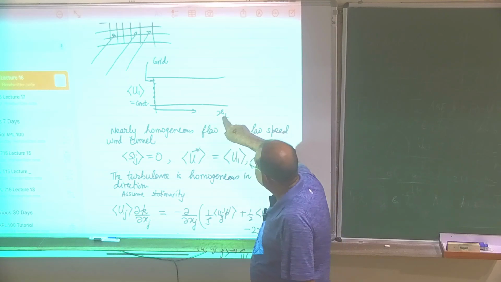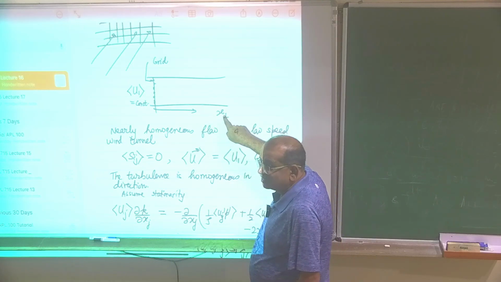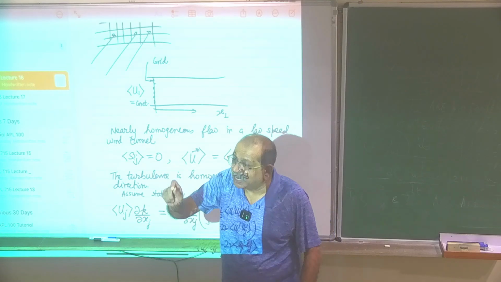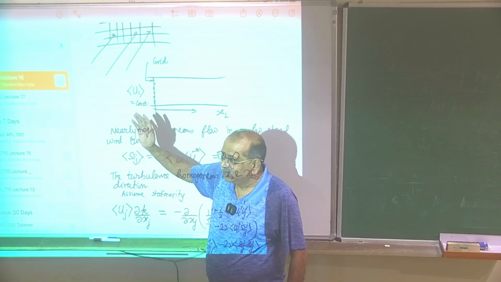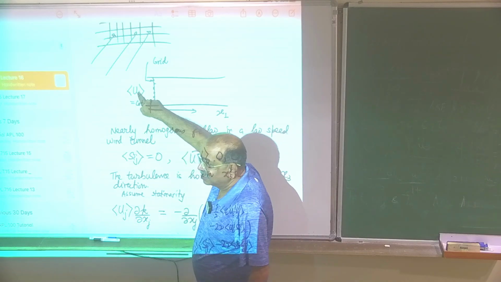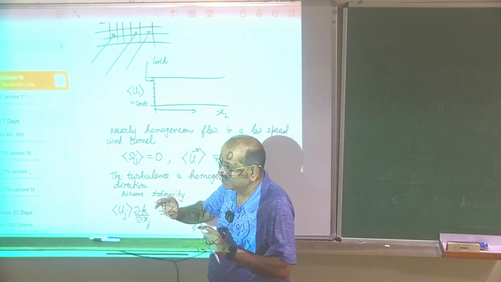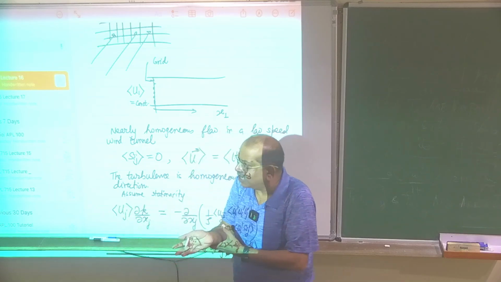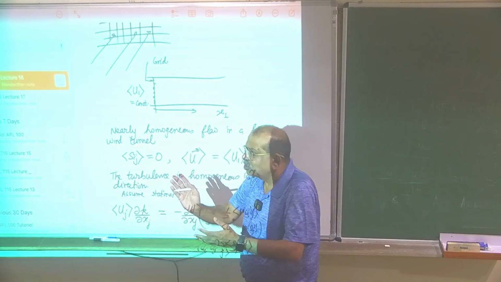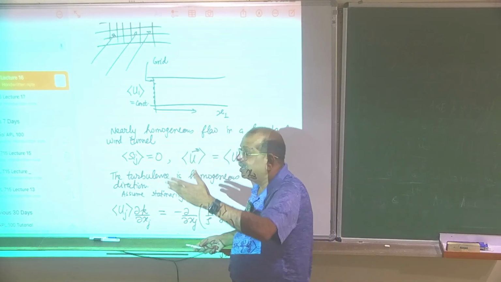And what we realize here is this x1, role of x1 is similar to that of time if you travel with the mean velocity. So this mean velocity will always come with x1, that U1 upon x1 has a time scale, 1 over time scale. So that time scale has the same role as d by dt.